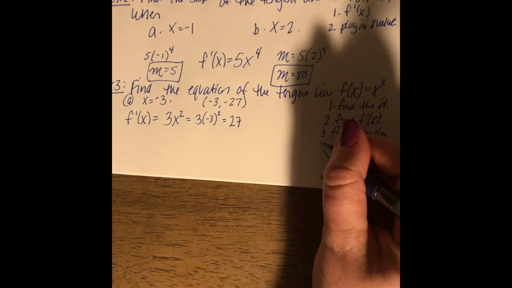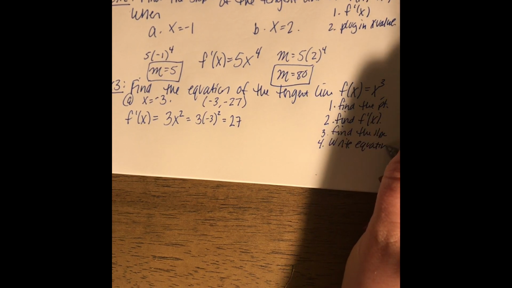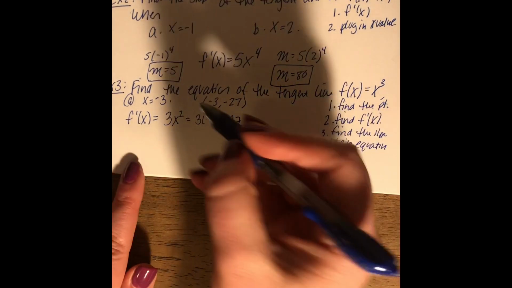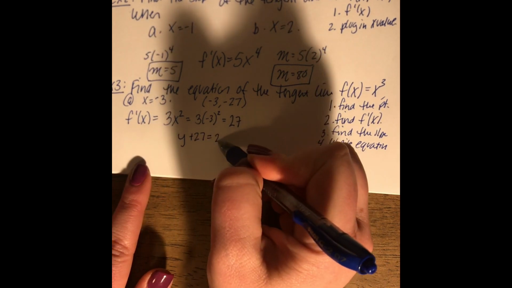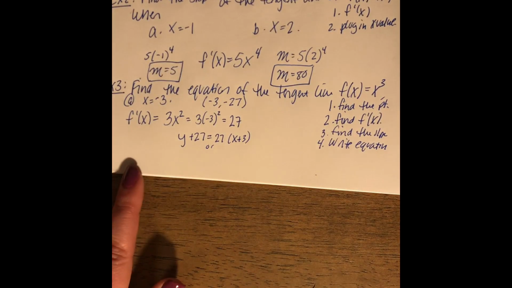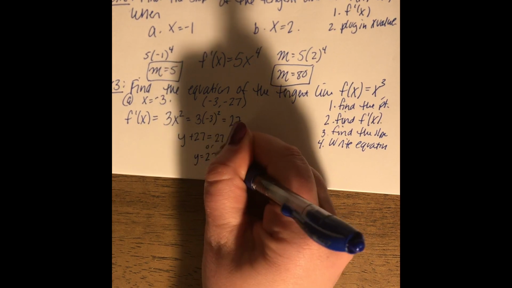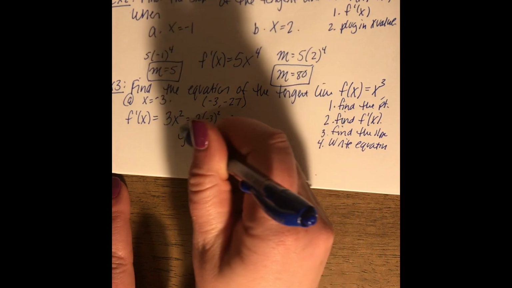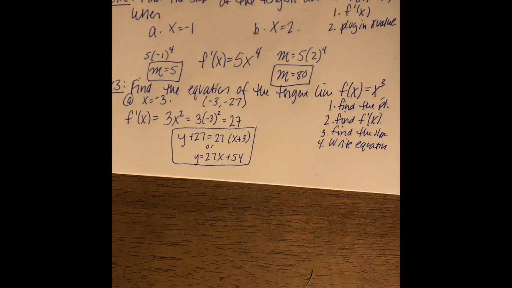And remember step 4, write the equation. When we write the final equation, I'm going to do it in point slope form. So y plus 27 is equal to 27 times x plus 3. And then you can change that from point slope form to slope intercept form if you're interested. y is equal to 27x plus 54. Again, way less work and way more time efficient than finding the limit.